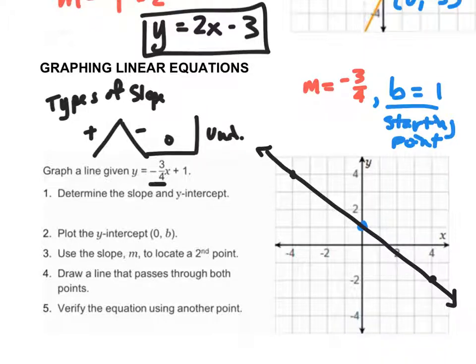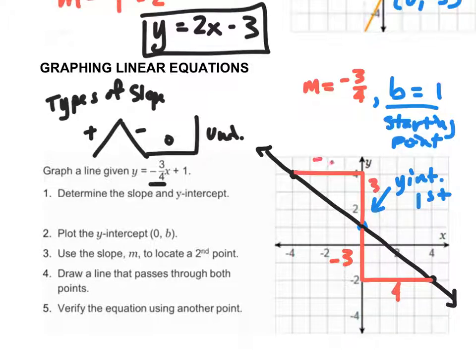So pretty easy. Remember, your y-intercept is first. And then the second thing you want to do is use your slope to calculate: we go down 3 over 4, or we go up 3 to the left 4. It kind of depends on how you want to look at it. It doesn't matter, but that's the idea. So that's all I've got for this.